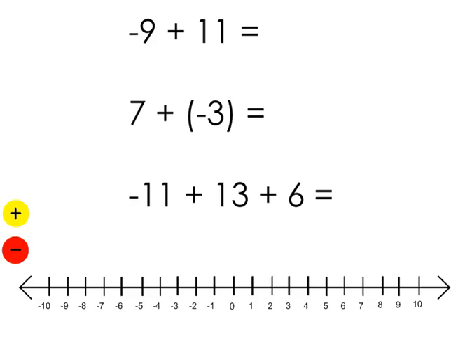Okay, I want you to try these on your own, so pause the video while you try these 3, and then when you're done, you can hit play again. All right, let's check your answers on each of these.